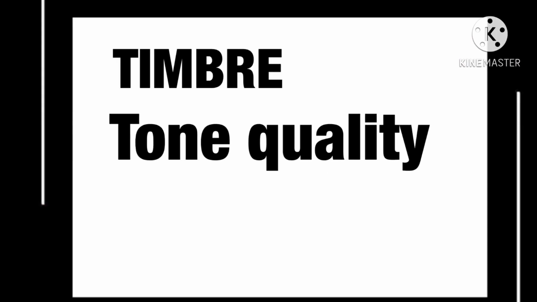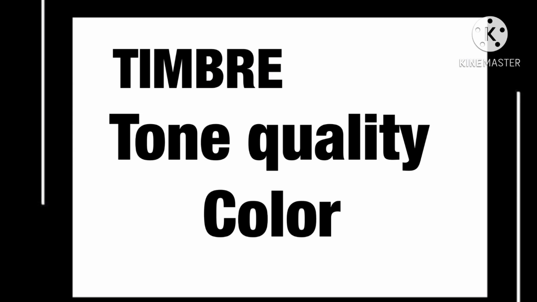The next element, we have timbre. It is also described as the tone quality or color of a voice or an instrument. Because of timbre, you can easily identify that this is my voice. And at the same time, you can also identify that I'm playing on the piano.